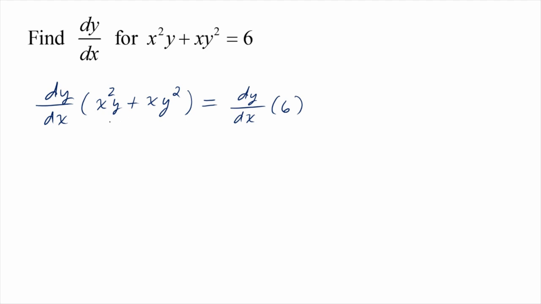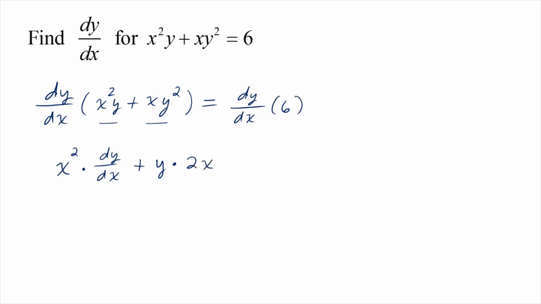On the left-hand side we have two terms, and each term is a product. So we will have to use the product rule for each one of those. Let's differentiate x squared y with respect to x. Using the product rule, it would say first function, x squared, times the derivative of the second function, the derivative of y with respect to x, is simply dy/dx, plus second function, y, times the derivative of the first function, derivative of x squared, is 2x.